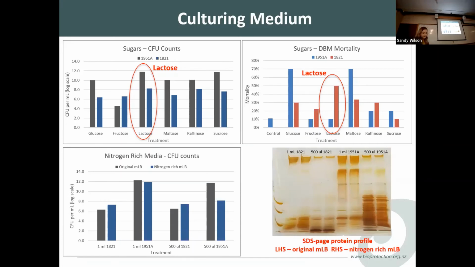And next, we cultured both strains in normal MLB media and nitrogen-rich MLB media, supplemented with ammonium nitrate and ammonium chloride. Again, the strains behave very differently under these conditions, but the differences in growth between the two media were very small. The SDS-PAGE protein profile shows little difference between the media types, with original MLB on the left and the nitrogen-enriched media on the right. However, this clearly illustrates the difference in protein profiles between the two strains, with 1821 here and 1951 here.